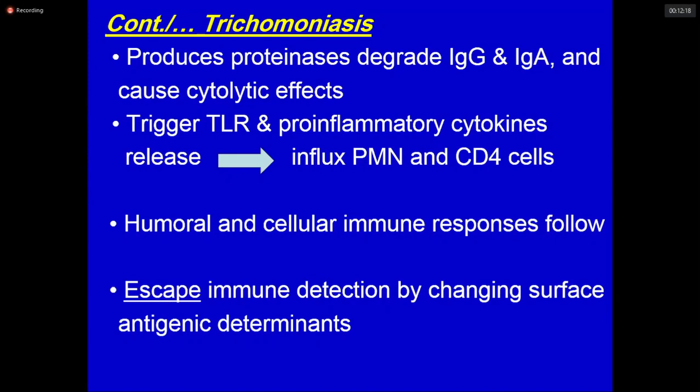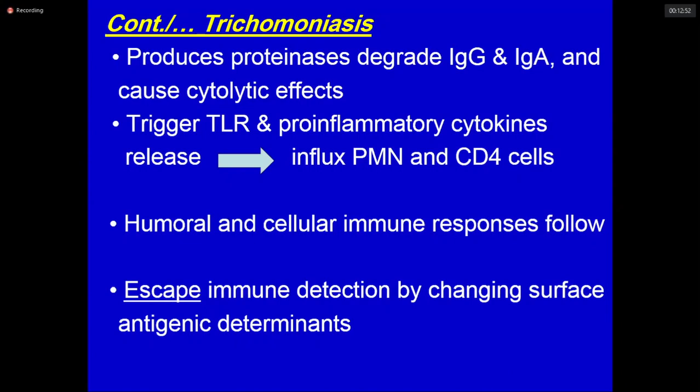These are used by the parasite for triggering certain cells for the immune reaction, and pro-inflammatory cytokines will be released. This will cause an influx, meaning bringing in, attracting phagocytic polymorphonuclear cells and CD4 positive T cells.